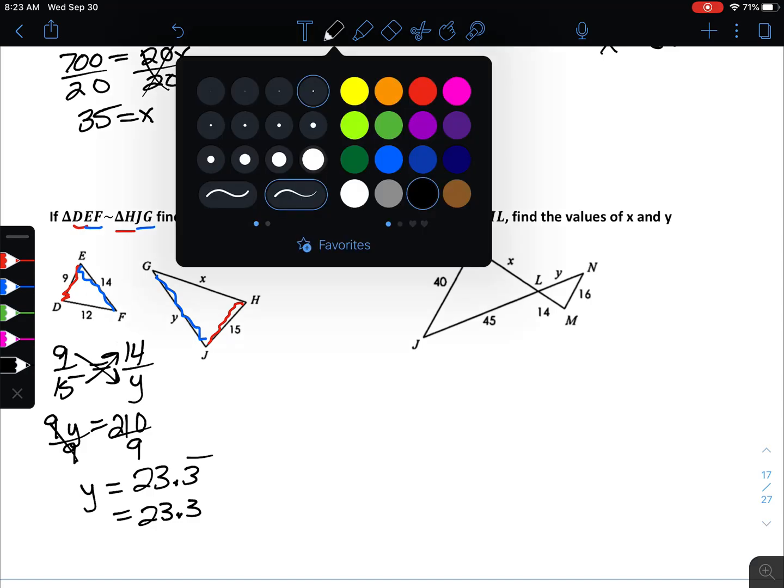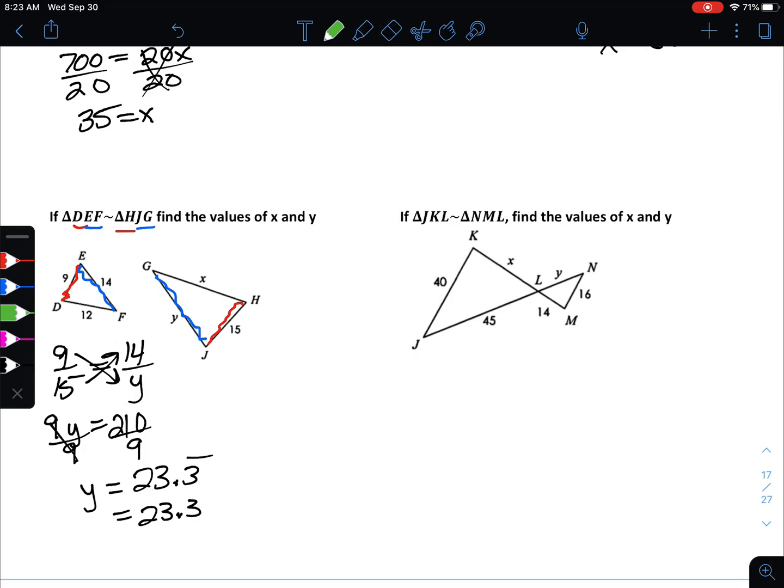Okay, now we're not done. We only have one variable still to go, which is that we're going to now match side FD to side GH. So 12 matches with x. That's actually going to give us a new proportion to solve. Now, we're still going to use that the 9 matches with the 15. But this time, we're also going to use the green sides to say that the 12 matches with the x.